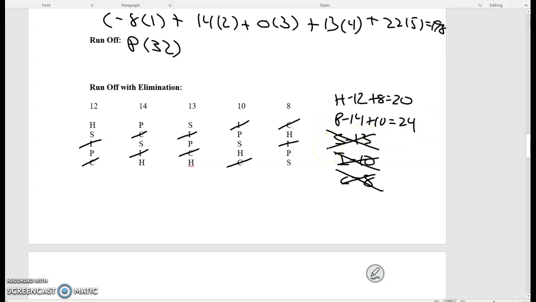So now S gets eliminated. S's 13 votes would have gone to I, but it got eliminated. So those 13 votes go to P. And in this case, my winner by runoff elimination is P with a final score of 37. All right, so when we get the same winner for runoff and runoff elimination, we do get a different winning score.